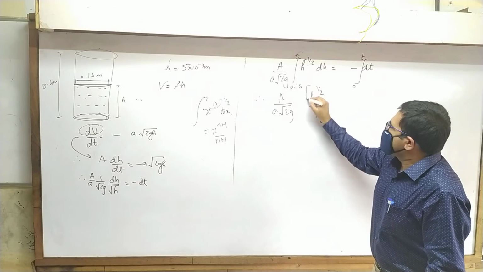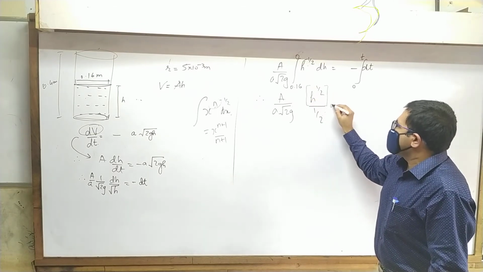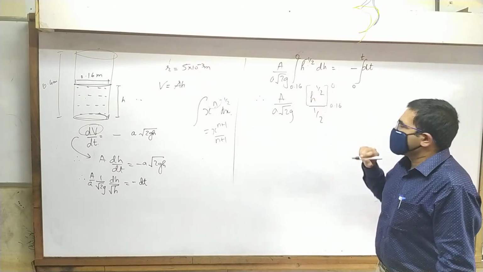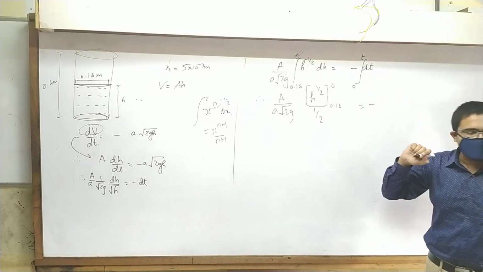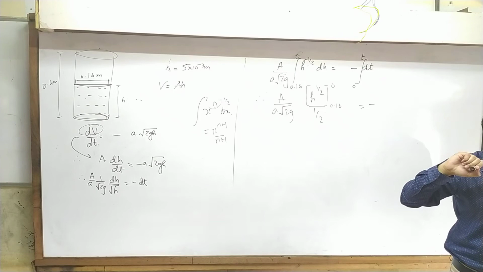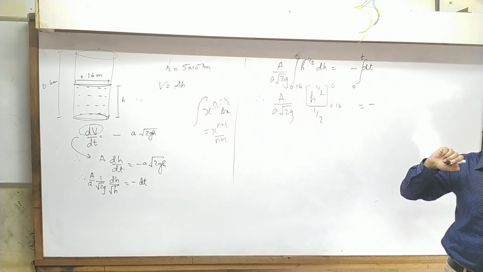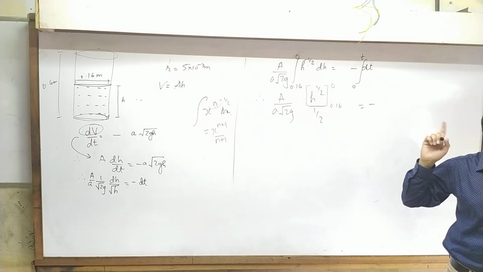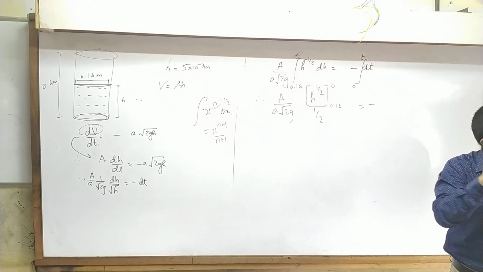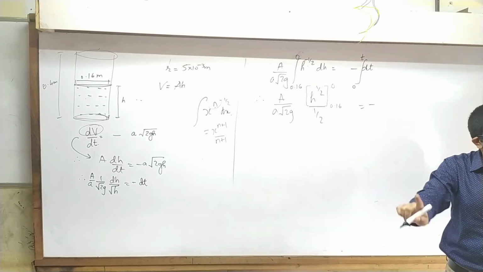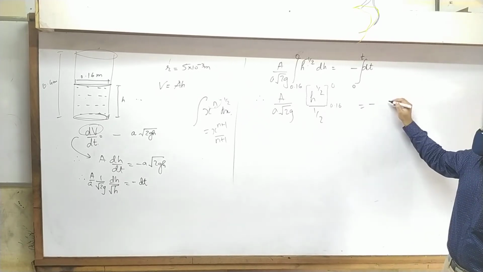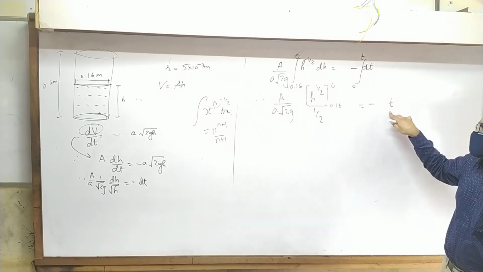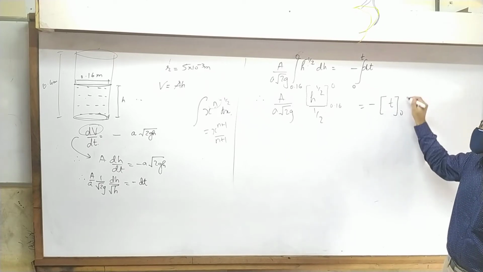Now we have to put limits. Remember, upper limit minus lower limit. Here, what is the integration of dt? Minus dt is integration. The integration of dt is t. Now we have to put limits 0 to t.